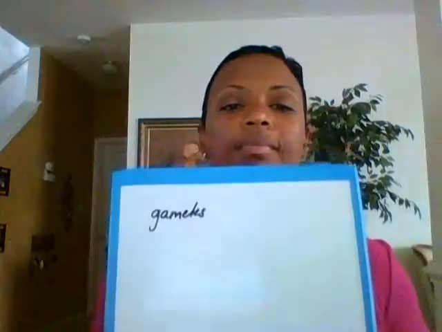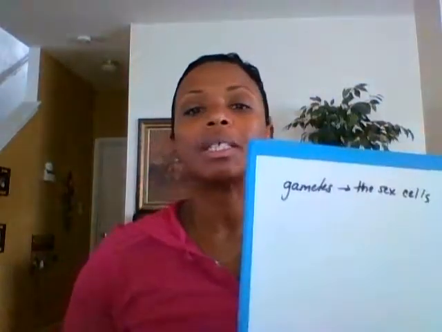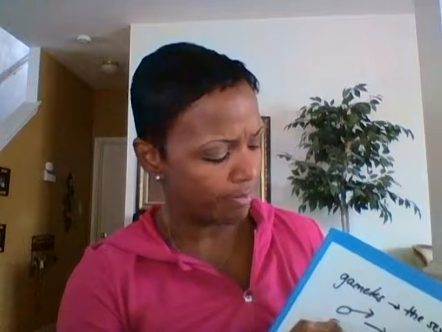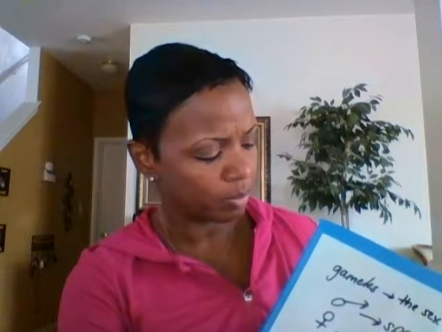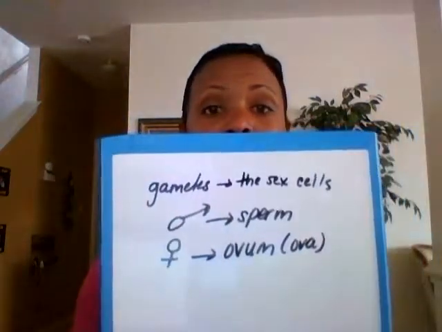A couple of things that I want to make sure that you understand. First, the word gametes. Gametes are actually sex cells. So, let me back up some. The sex cells include the following. In males, sperm, and in females, ovum, or ova would be plural, and that's just the egg.